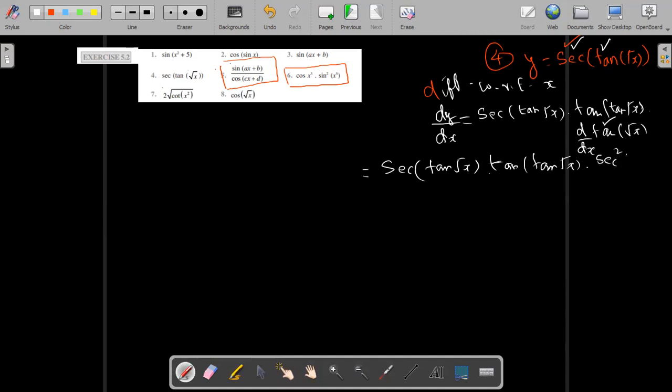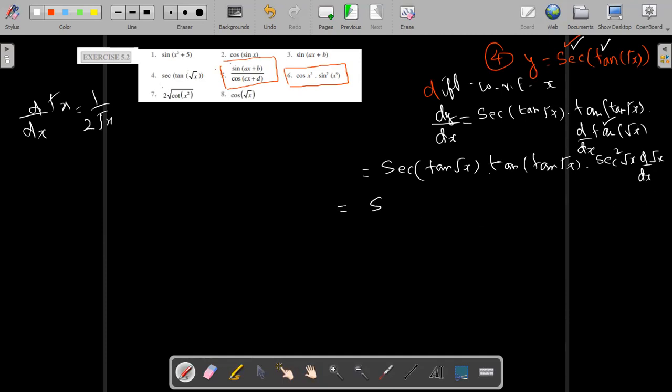So sec square under root x, but x is under root x. Then the differential of under root x. You should remember the formula: the differential of under root x is 1 by 2 root x. Directly, instead of using the formula for x to the power n, you can remember 1 by 2 root x. So the differential of root x is 1 by 2 root x.